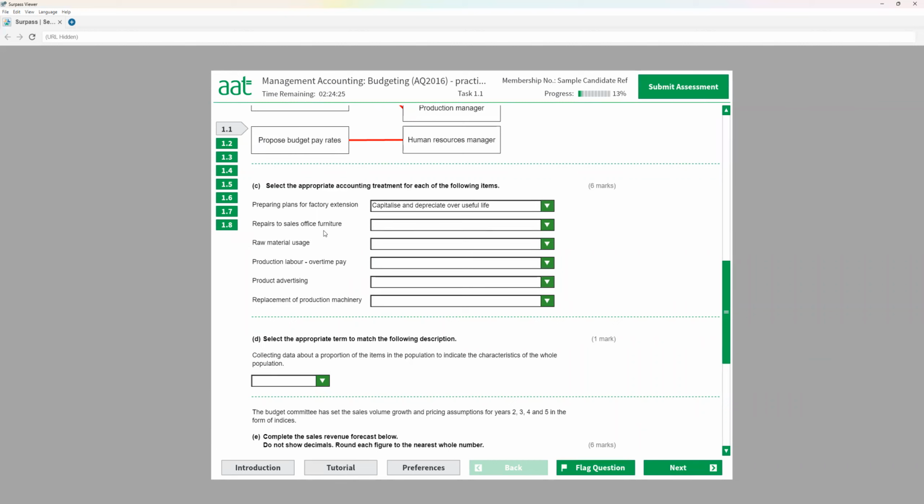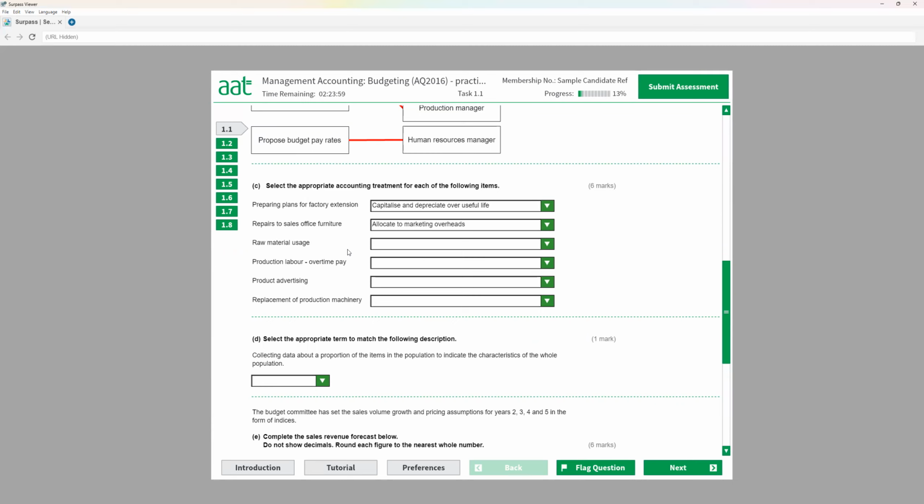Repair to sales office furniture. So if there is a repair of furniture in the sales office, that means the sales team is relevant to marketing. Remember that. So this is directly allocated to the marketing overhead. So allocate, not apportion, allocate to the marketing overhead because this cost belongs to the marketing department.